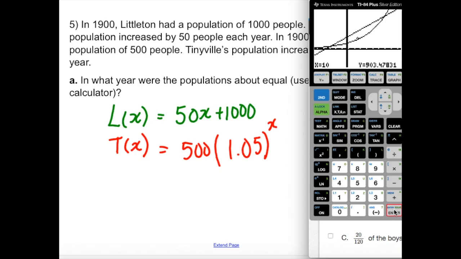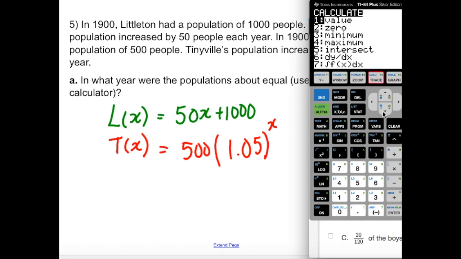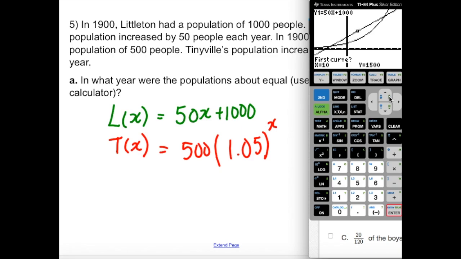So what we're going to press is second and then trace button, which is calc. So second is your blue button, so press the blue, second, and then we're going to press trace to find the intersection. And we know that our intersection has to be in quadrant 1 because we're talking about population. But let me show you what you should not do. So second, intersect, which is number 5.